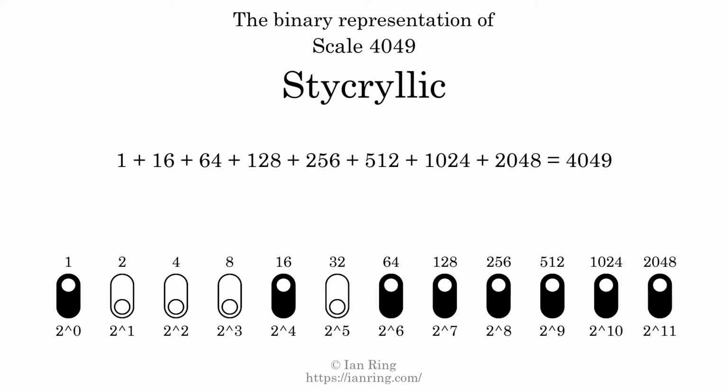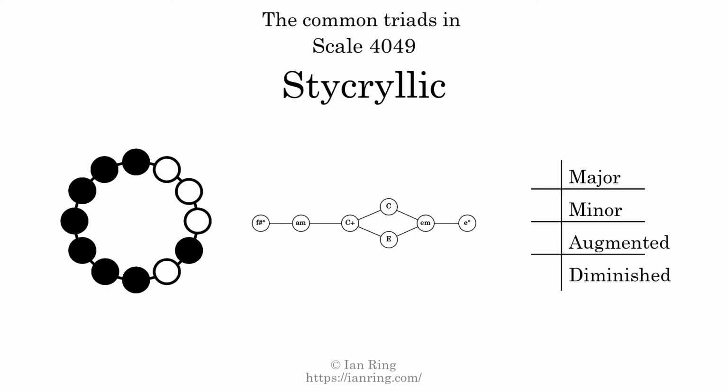The scale number not only enumerates the scale with a unique index, but it also literally describes the tonal content of the scale. Represented as a binary number in base 2, the scale number is 111111010001. Here are the common triads present in this scale. The diagram in the center is a graph of parsimonious voice leading between triads.